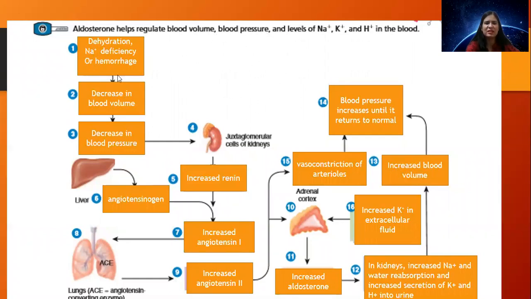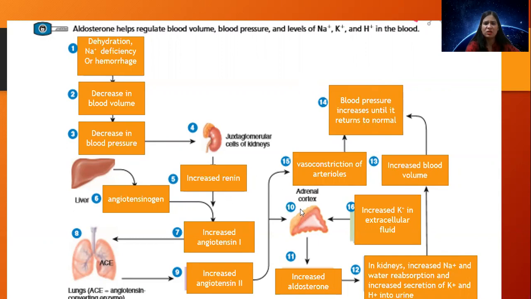Any cause which will decrease the blood volume or the blood pressure will cause increased renin and increased amounts of aldosterone by the zona glomerulosa of adrenal cortex, and this increased aldosterone will maintain the blood volume by increased sodium and water reabsorption and increased excretion of potassium and hydrogen ions into the urine. And this increased sodium and water will lead to normalizing of the blood pressure, which was low earlier. Now it will become normal. This is the normal physiology.